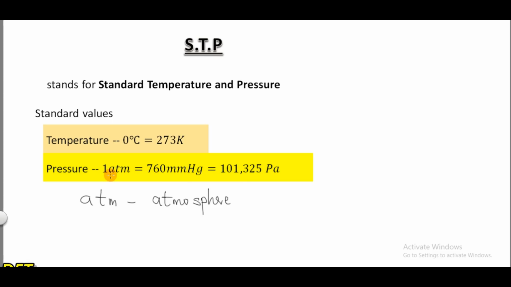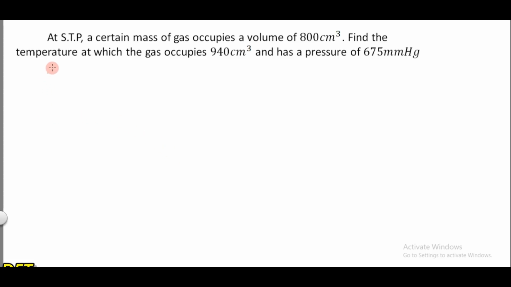Standard pressure is equal to 1 atm or 760 millimeters of mercury or 101,325 Pascal. Pa is your Pascal. And this is the value for standard temperature, 0 degrees Celsius or 273 Kelvin. So let's look at this question.